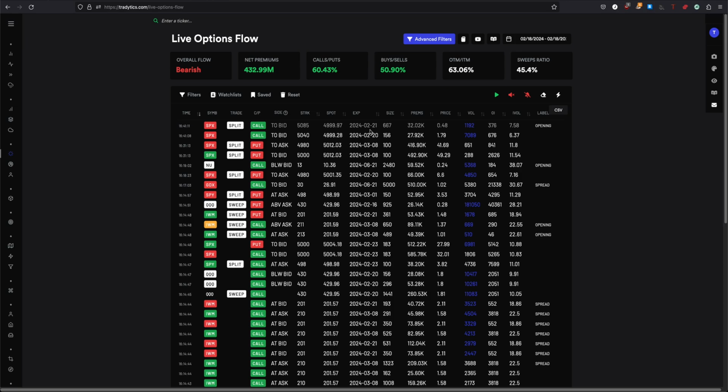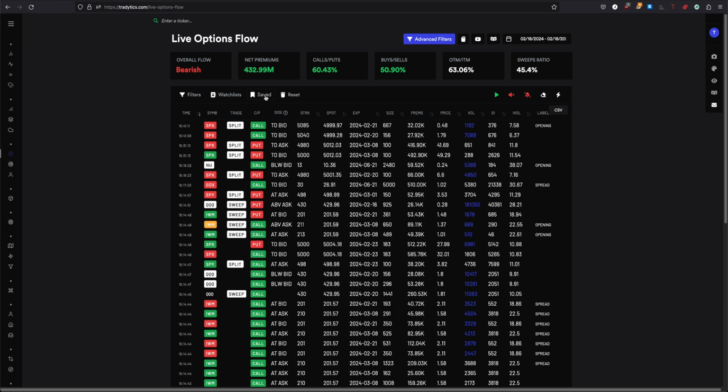We're also looking for things like splits and sweeps. These are types of orders that show that the trader is in a hurry to get in, either by buying a ton, really quickly, or having to place orders on different brokerages to get their order in and kind of disguise it and hide it and get in as quick as possible. That's something you look for.